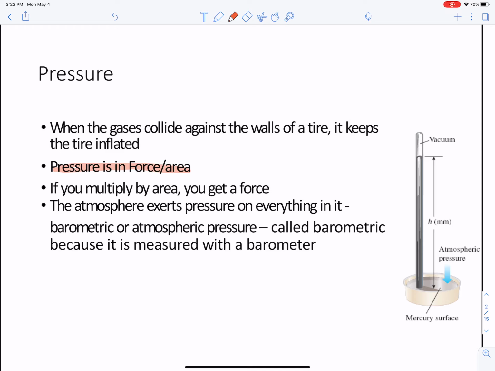So if you multiply by area, you get the force, and you find out that all sorts of things have pressure. The atmosphere exerts a pressure on everything in it. Atmospheric pressure is called barometric because it's measured with a barometer like you see at the right, where you use a little bit of mercury as the old school way of doing that. We don't do that so much anymore. We have standardized ways of measuring things without having to deal with the toxic chemical called mercury.